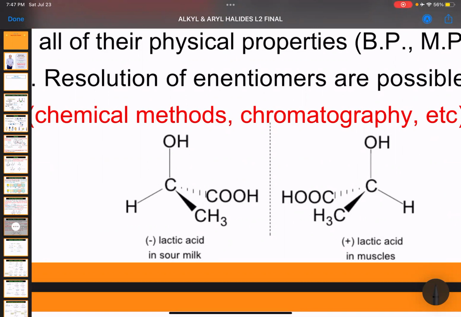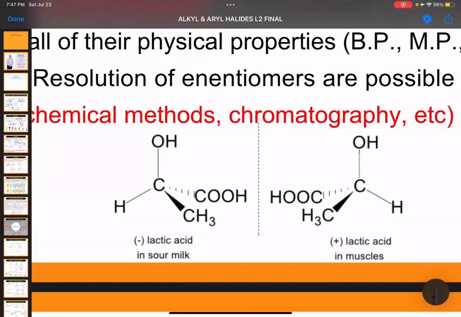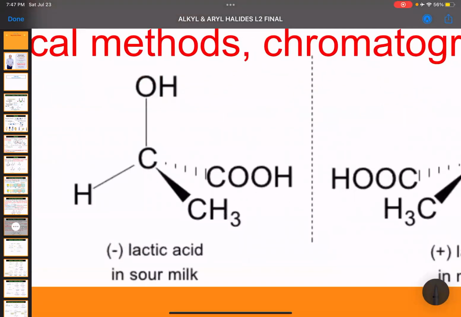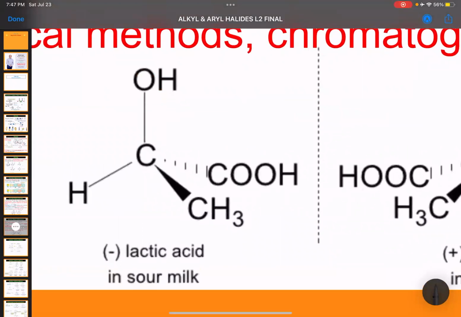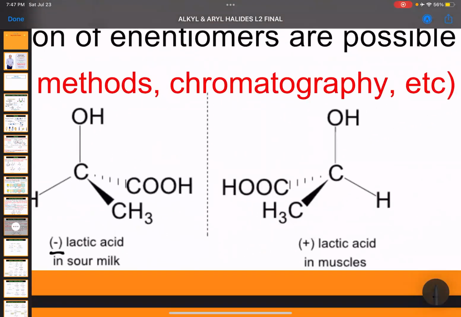Without the polarimeter, you can say that, but you can't say which one is dextro and which one is levo. For that, you need a polarimeter, right? So this is the one which is levo rotatory. You can see the minus sign after checking it in the polarimeter. So if you know that one is levo, another one will be dextro.